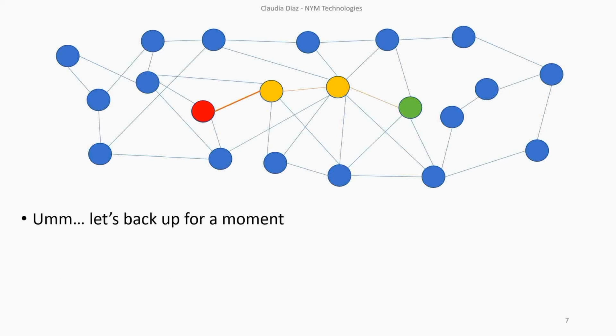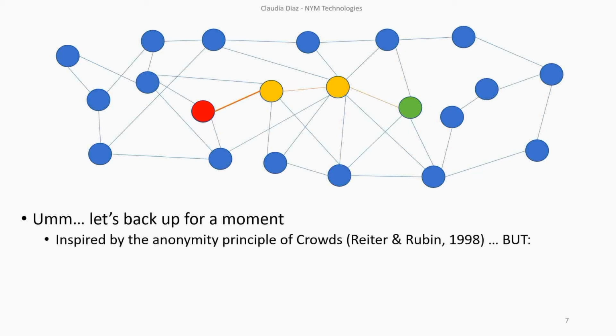Okay, let's maybe think a little bit more about this. All right, is this true? When I first saw Lightning Network, this reminded me of Crowds. Crowds is a system from '98 from Reiter and Rubin. And Crowds has exactly this anonymity principle, that people forward transactions to each other, and you don't know if your predecessor is the initiator or not.